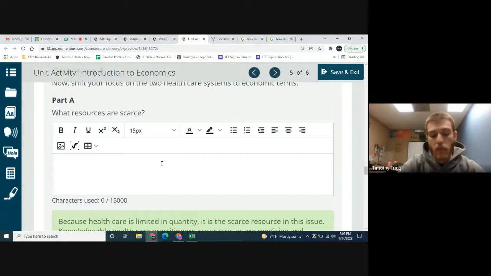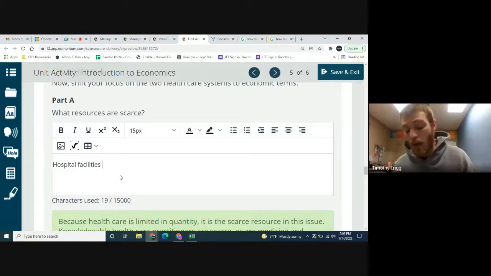Things like hospital facilities. And we saw that with especially the COVID pandemic. We saw some hospitals getting completely overrun or getting all their beds full, right? So hospital facilities, healthcare workers.